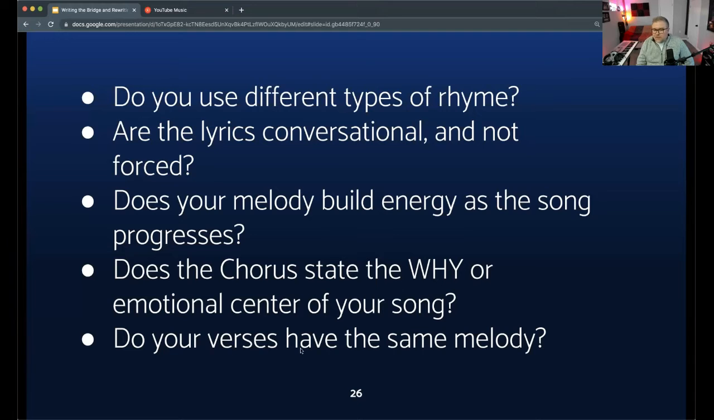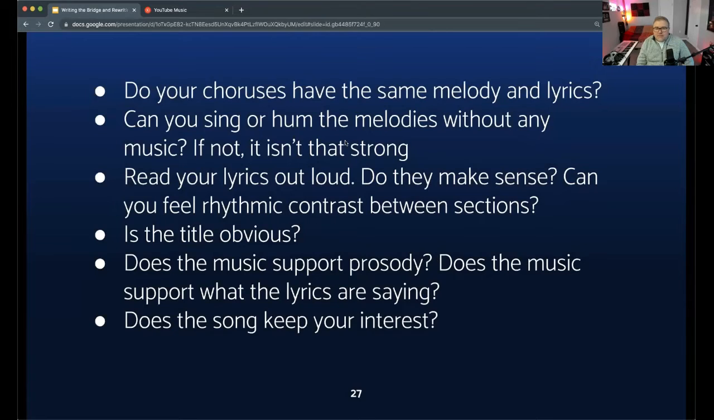What we've already talked about, do the verses match? Do they have the same melody? Do your choruses have the same melody and lyrics? I personally, it's a pet peeve when people change their chorus lyrics. I think if you're changing the chorus lyrics, it's not technically a chorus. It's some other section that's not a chorus.